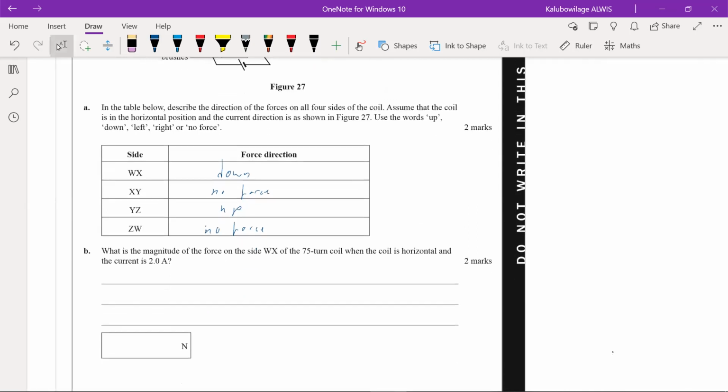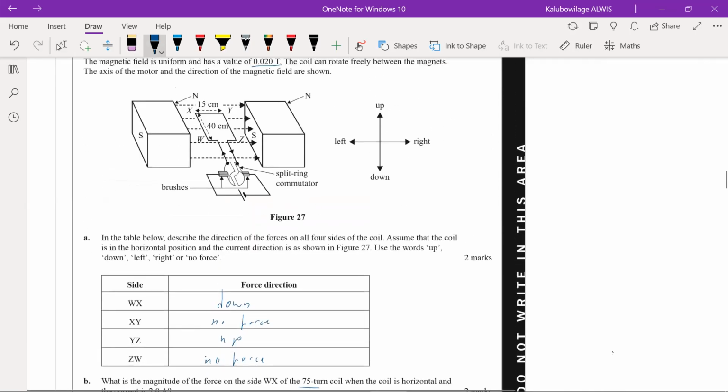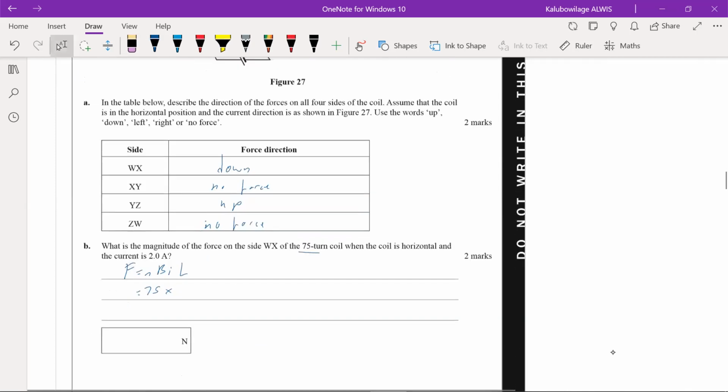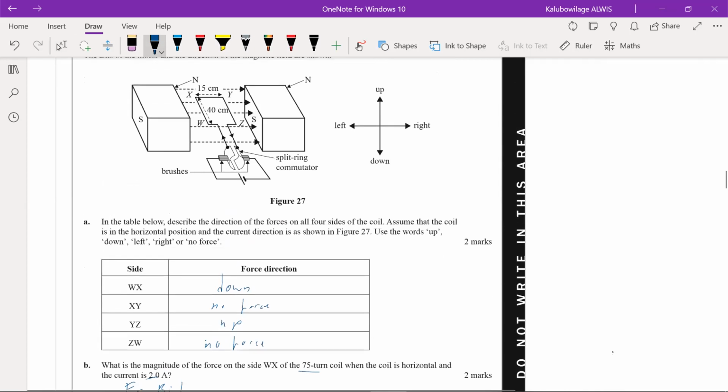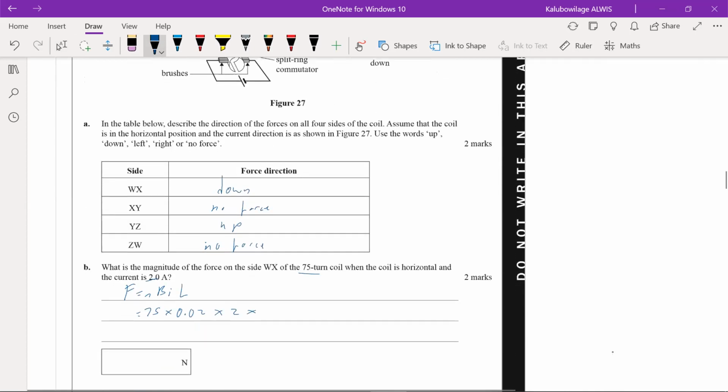What is the magnitude of the force? So F equals N B I L. 75 turns. The magnetic field is 0.02. Current, I guess, is 2. The length is 0.4. Gives us a total of 1.2 newtons.